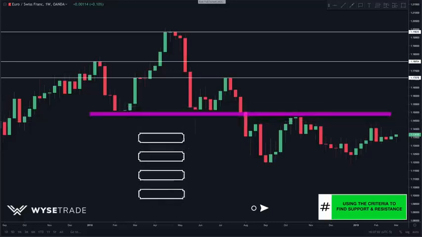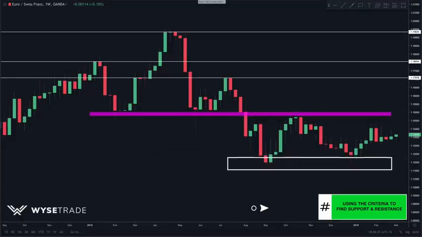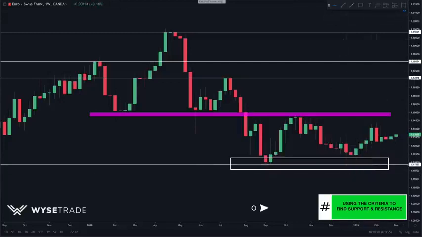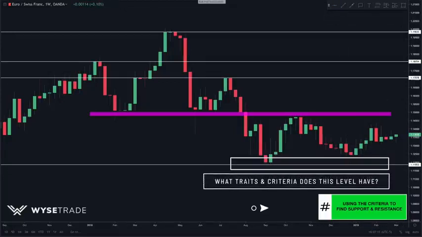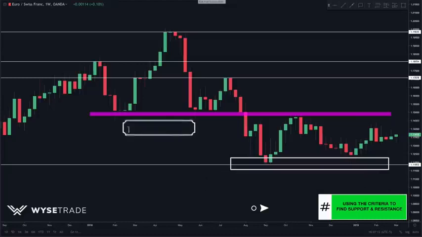So moving on down to our final level. We notice this level here where price came down, hit and reversed from, so we draw it in. Again, what criteria does this level satisfy? 1, it is the extreme swing low.